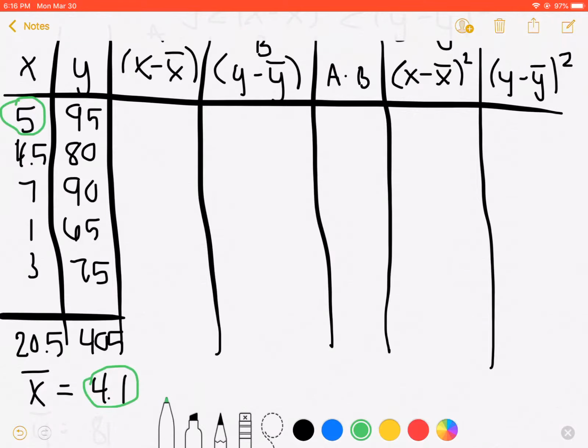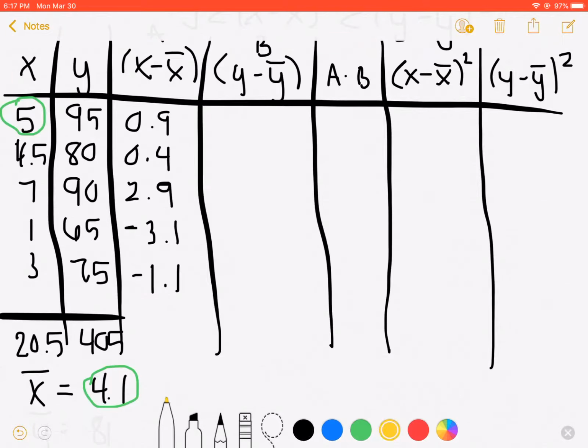So 5 minus 4.1 is going to give me 0.9. And then when I do 4.5 minus 4.1, I get 0.4. And then I get 2.9. And then I get negative 3.1. And then I get negative 1.1.